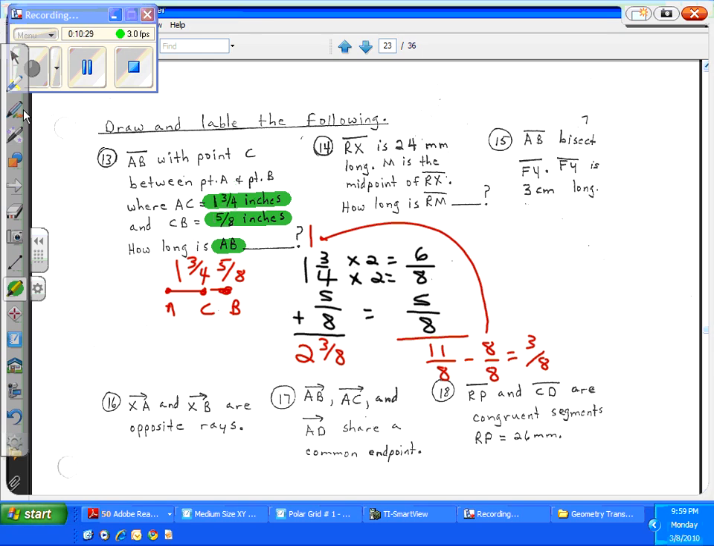Now, let me pause the recording for just a moment, go find a ruler and bring it in so we can actually look at what fourths and eighths and things are on a ruler. We'll be right back.